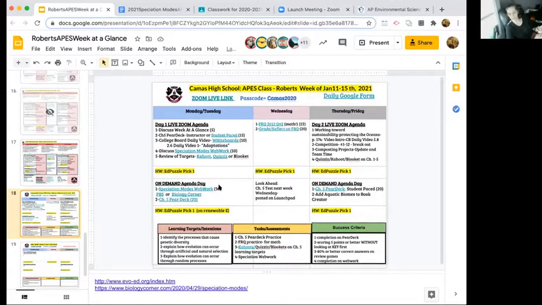Time it for 30 minutes. This is brand new, I just found it. You'll even see on a lot of these documents that it says this is geared for remote learning because of the pandemic. So I don't know if it's really going to take you only 30 minutes.